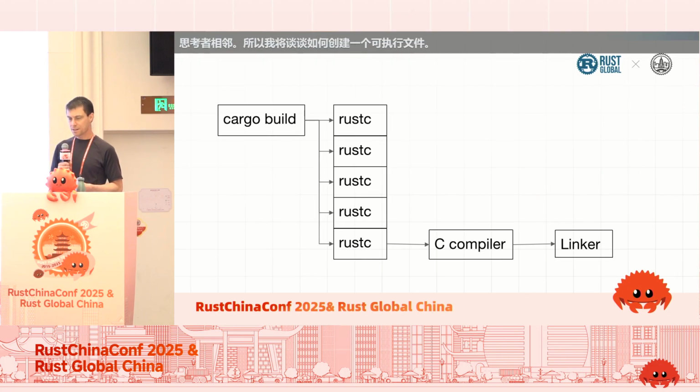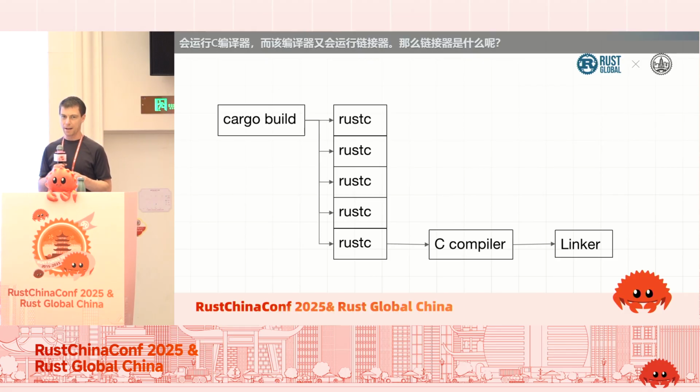At a high level, when you run cargo build, cargo will run multiple rustc processes, one for each crate that you're building. The last rustc invocation, which is usually building an executable, assuming it is building an executable, will run the C compiler, which in turn runs the linker. And the linker is what writes the executable out to disk.